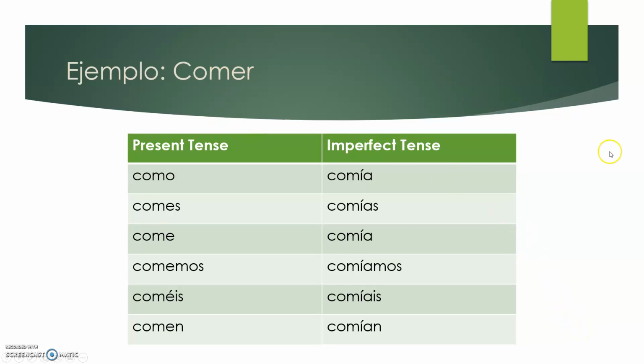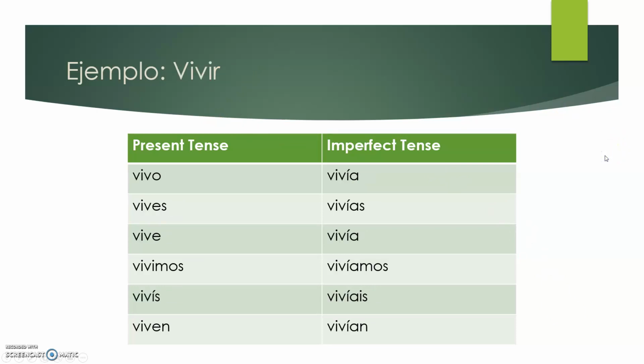Like I said, they're exactly the same if you have an IR verb. For example, vivir. I used to live somewhere. Yo vivía. Tú vivías. Él, ella o usted vivía. Nosotros vivíamos. Vosotros vivíais. Y ellos, ellas, y ustedes vivían. Okay, so some similarities between the present tense and the imperfect tense, but not tons. Okay, so make sure you copy these down so that we can practice them a lot in class.